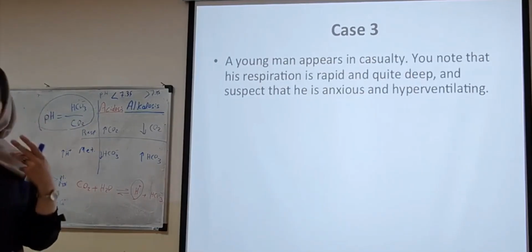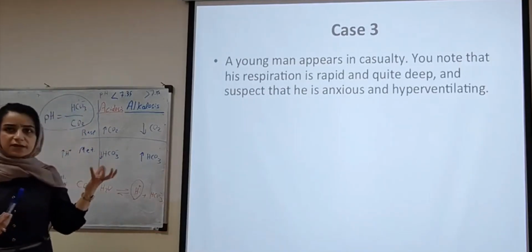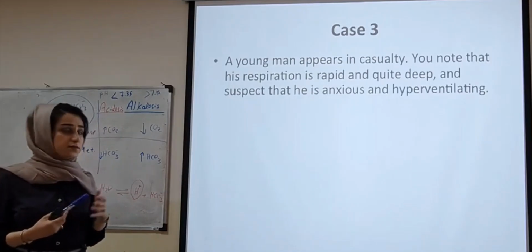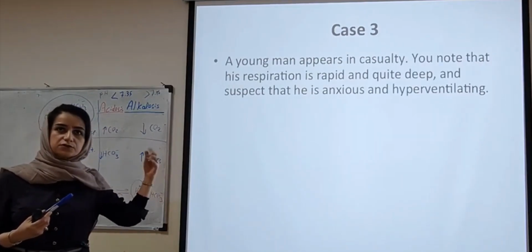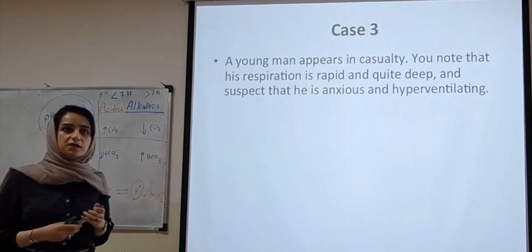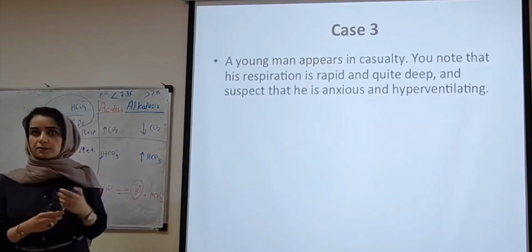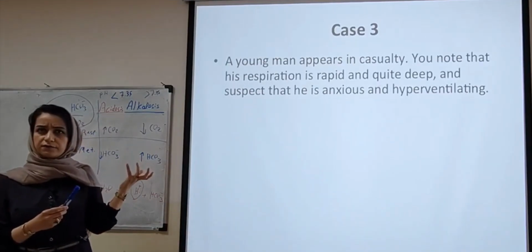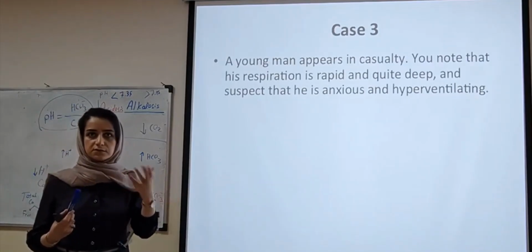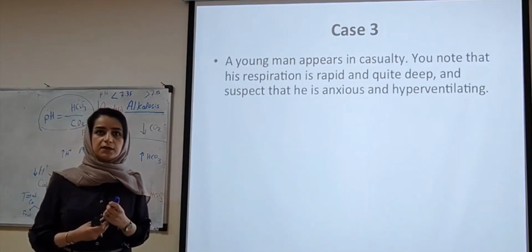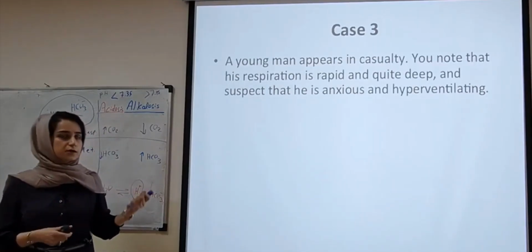What do you suspect? You would do an arterial blood gas analysis to see the PCO2. You think of hyperventilation due to psychoneurosis, and you think of respiratory alkalosis, because hyperventilation washes out CO2 and causes alkalosis.